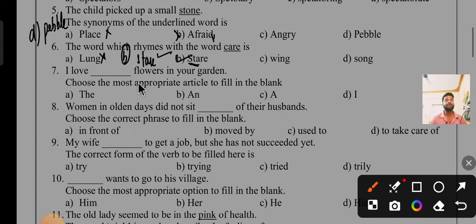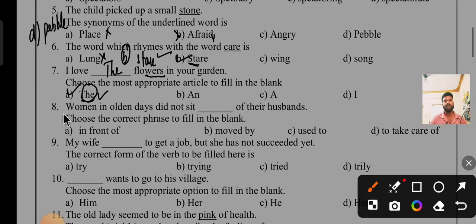Next, seventh question: I love dash flowers in your garden. Choose the most appropriate article to fill in the blank. Here you can see the noun: flower is singular, flowers is plural. For plural nouns we use a different article, the. Option A, the, is the right answer here. The remaining you won't say. A doesn't come here, and when we use an, there must be a vowel sound. A is for a singular noun with a consonant, for that reason the is the right answer, my dear students.